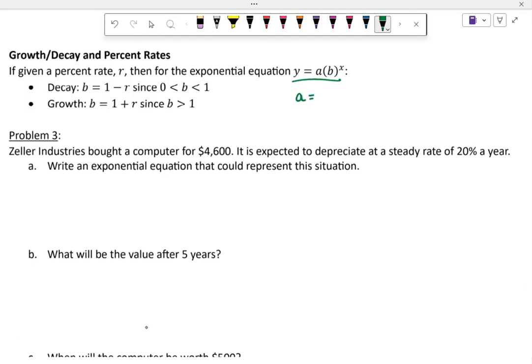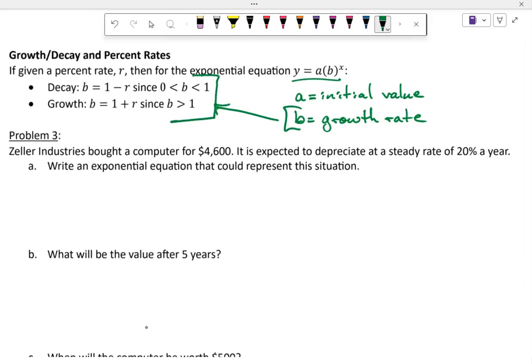Let's see if we remember. What does A stand for? What does A represent? The initial amount or initial value. What does the B represent? The growth factor or growth rate. Now, for our B, we will use either one of these: 1 minus R or 1 plus R, depending on if we have growth or decay. So let's go ahead and look at our first problem here.